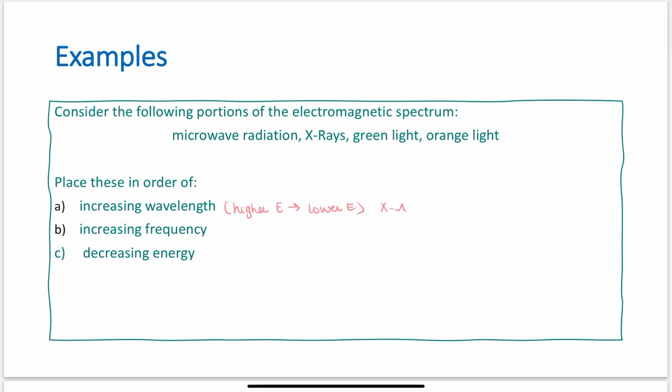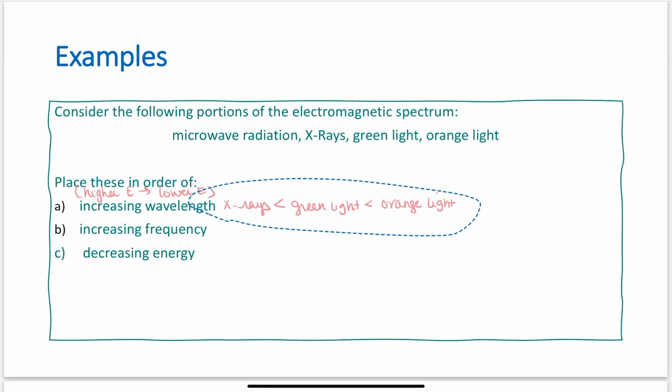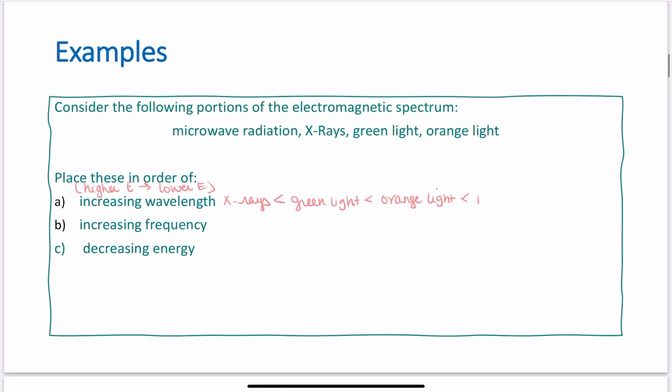So my highest energy here is X-rays. Next in energy is my green light. Next is orange. And again, I know it's asking for wavelength, but I think about it in terms of energy. My longest wavelength will be microwave of this list.